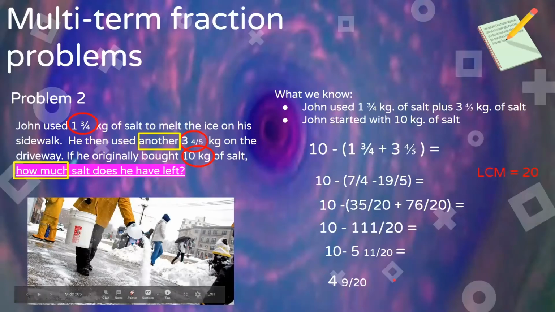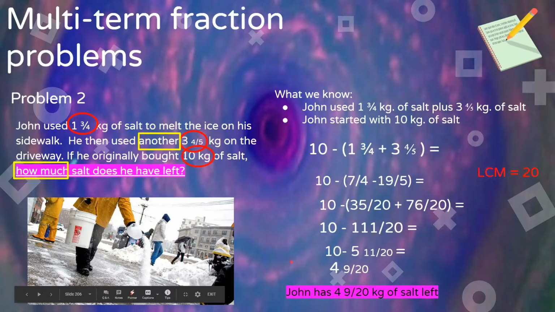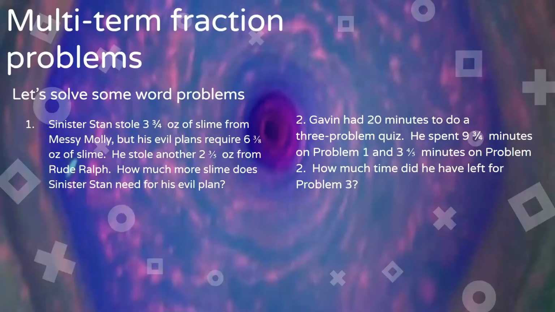And we can write that in a sentence too. John has 4 9/20ths kilograms of salt left. Hopefully the step process led you through that. You may have not done it exactly the same way, and that's okay, but we still want to wind up with the same conclusion, especially if we're going to be putting the salt out again tomorrow. And hopefully you grasp all those skills and abilities well, because now we're going to try a few word problems.